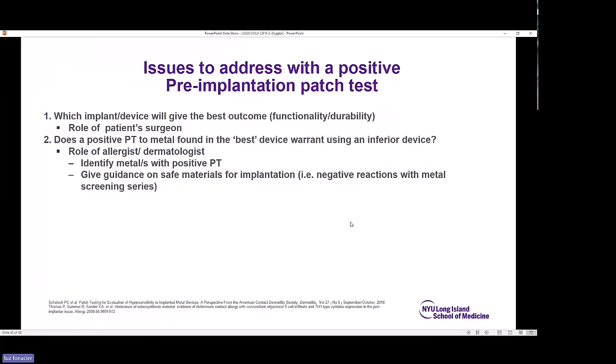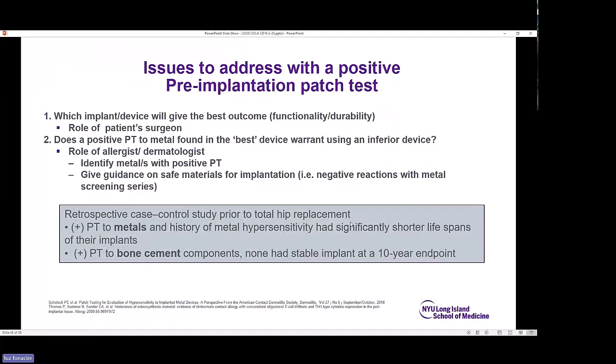And the question is, does a positive patch test to metal found in the best device warrant using an inferior device? Your role, really, as an allergist, is to identify the metals with a positive patch test, identify the metals with a negative patch test, and you can give guidance on safe materials. In other words, you can say these are the positive and the negative patch testing.